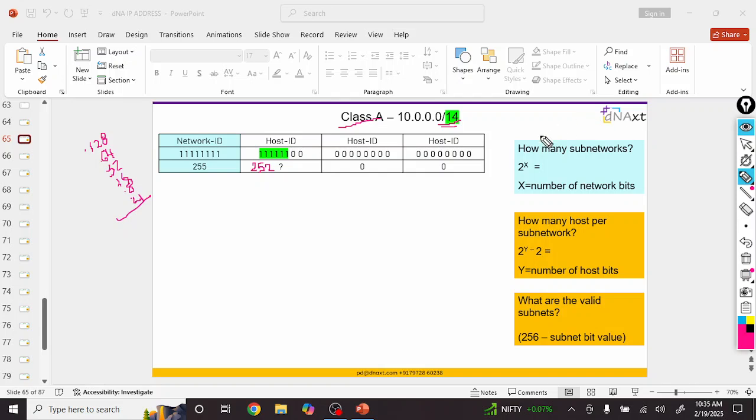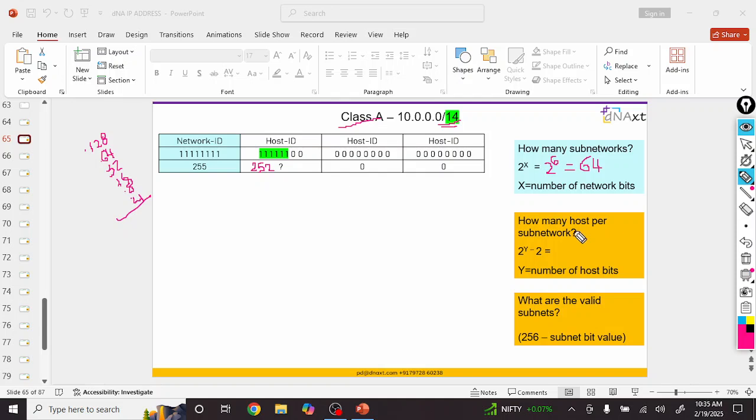How many subnetworks will we get when we borrow 6 bits? That is 2 to the power 6, so we will get 64 subnetworks. We are slicing up our major network into 64 chunks.